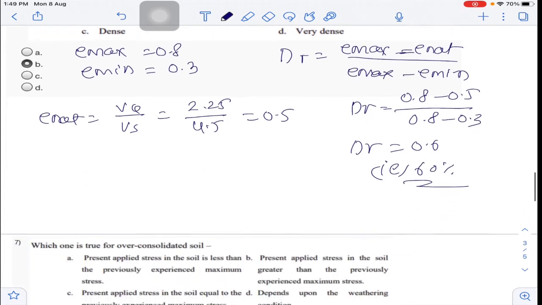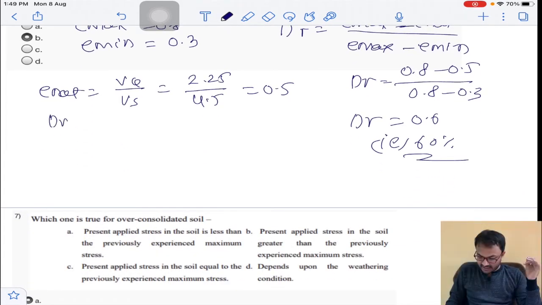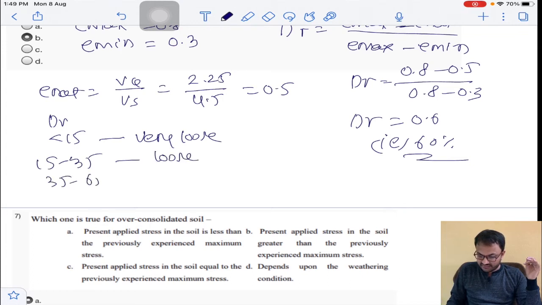And there is a table for this. If Dr is less than 15, it is very loose. If Dr is from 15 to 35, it will be loose. If it is 35 to 65, it will be medium. If it is 65 to 85, it will be dense. If it is greater than 85, it will be very dense.